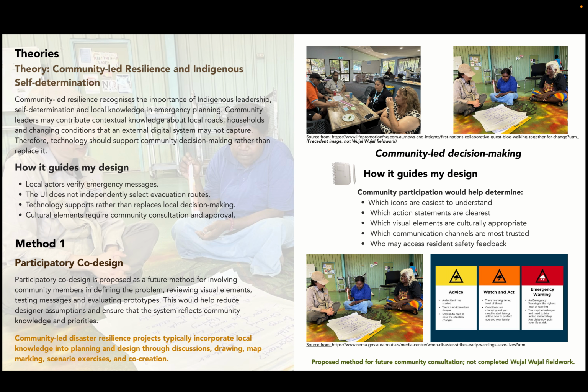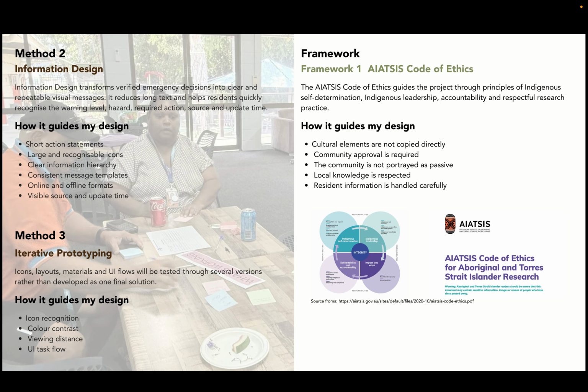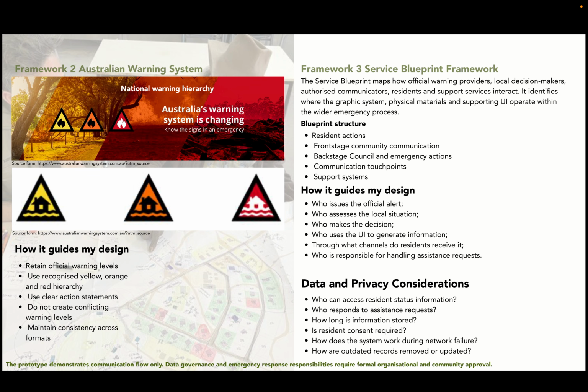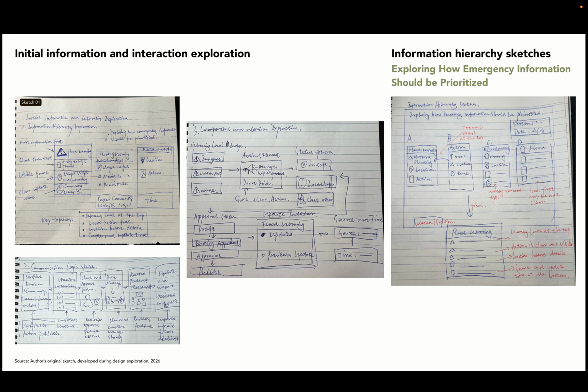My design follows community-led resilience. Technology should support local knowledge and decision making rather than replace them. I used information design, prototyping, and the AIDR code of ethics to guide clarity testing and respectful design. The Australian Warning System guided warning content, while service blueprinting helped me connect people, touchpoints, and backstage processes.